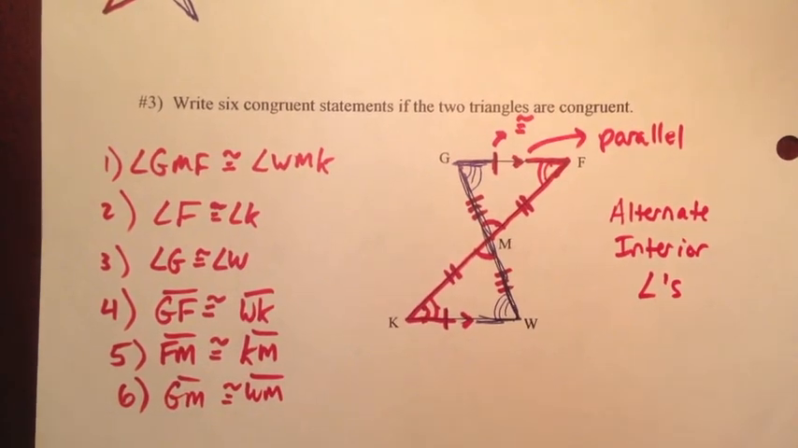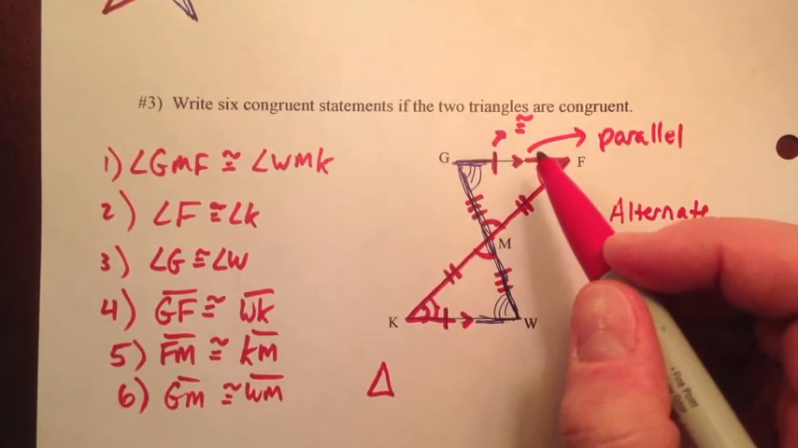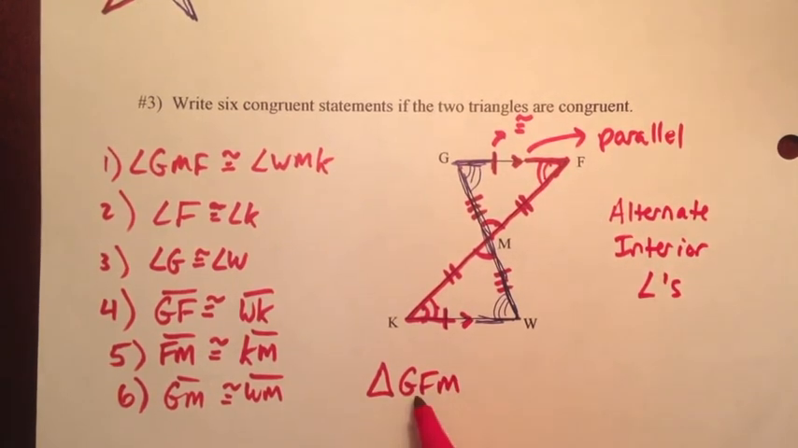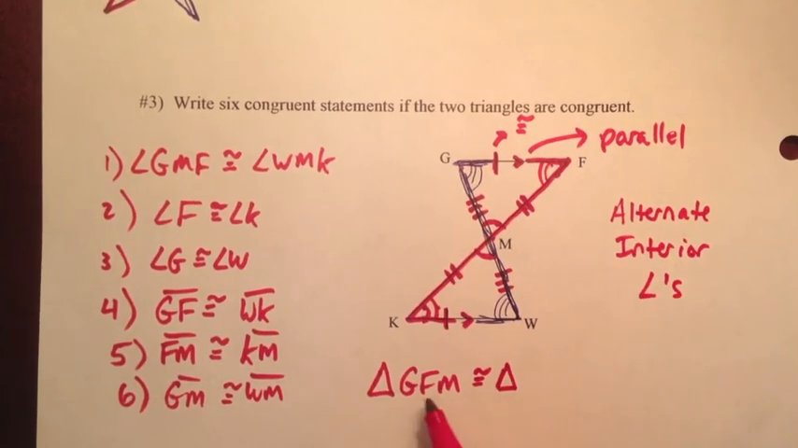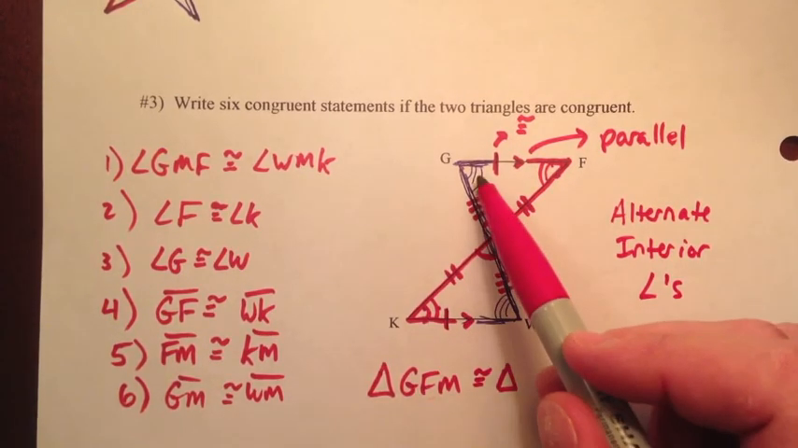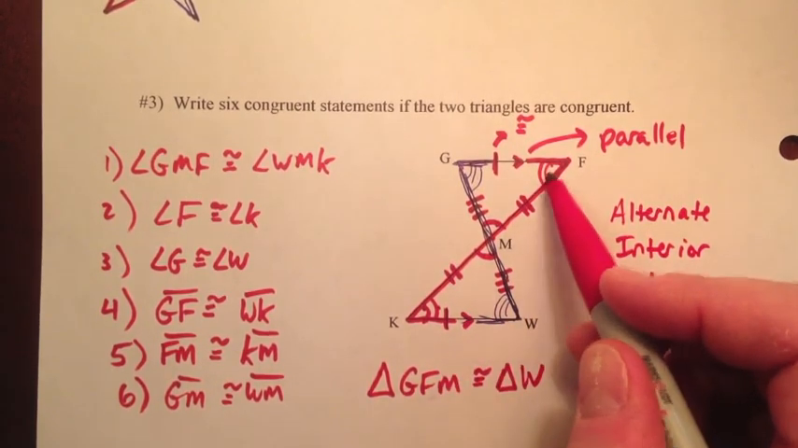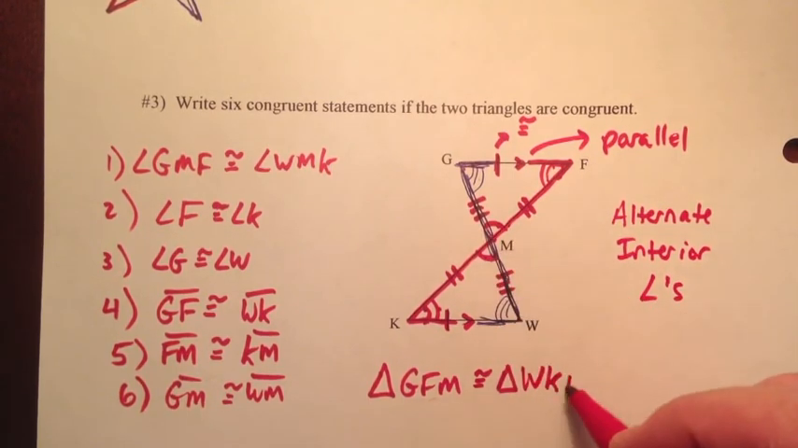Now technically I'm done, but the last thing that I'll say, let's also write down the triangle congruence. We could say triangle GFM. And when you write this, you can start it. It doesn't matter which letter I start with. If I start with F, it's fine. If I start with M, it's fine. I started with G, so now if I start with G, I have to match the G to the W. I have to match the F to the K, and then I have to match this M to this M. So it doesn't matter how I write the first statement, but that determines how I write the second.